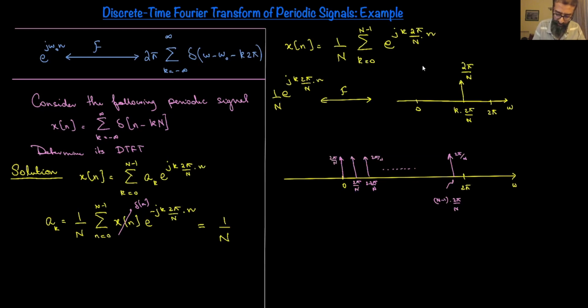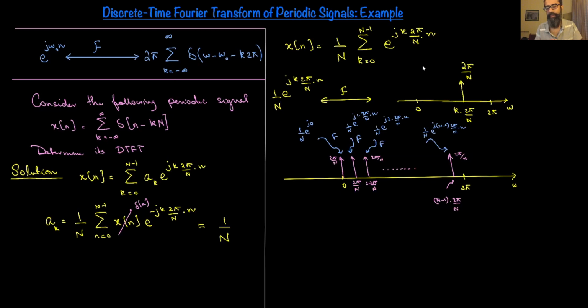And just to once again make it clear, this impulse is actually the Fourier transform of 1 upon N e raised to power j times 0. Similarly, this impulse is the Fourier transform of 1 upon N e raised to power j 1 times 2 pi by N times n. Similarly, this is the Fourier transform of 1 upon N e raised to power j 2 times 2 pi by N times n, and so on and so forth. Similarly, this is the Fourier transform of 1 upon N e raised to j capital N minus 1 times 2 pi by capital N times n.